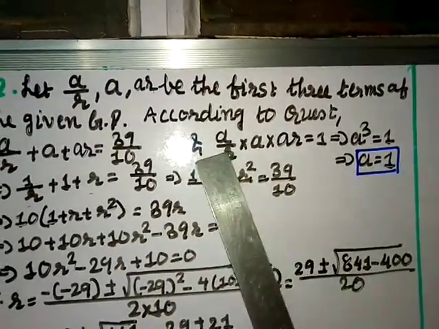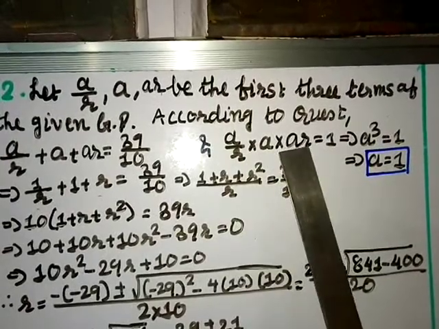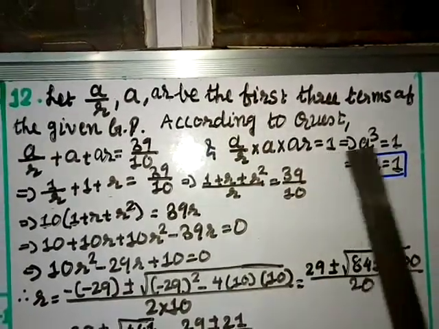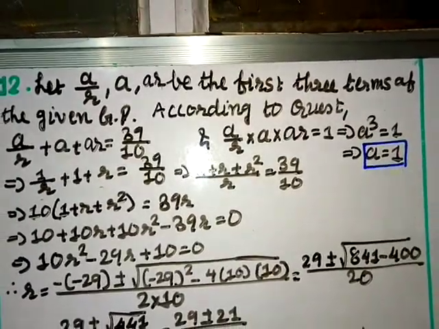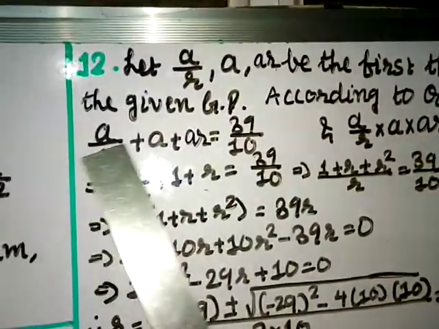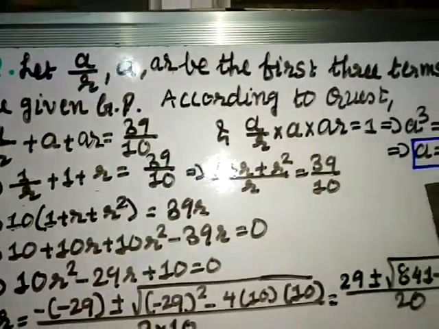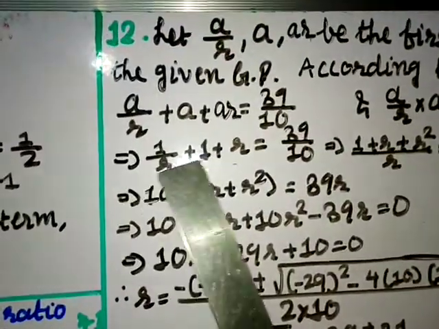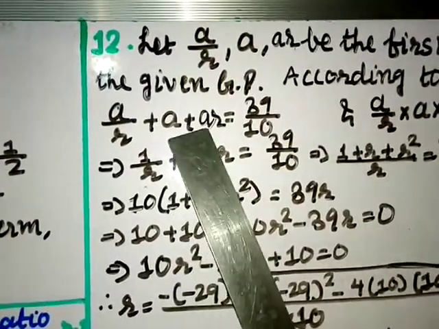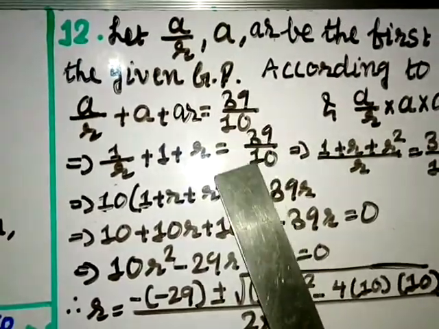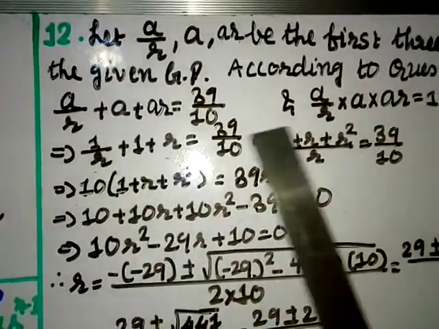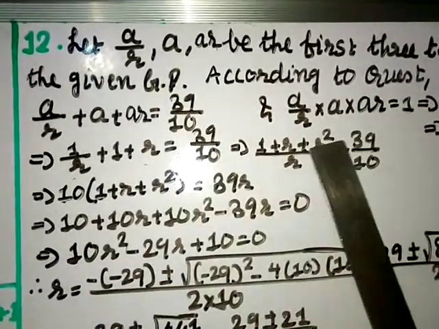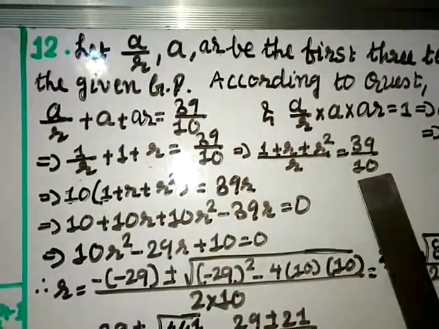Okay, so you can see that here r and r cancel, a into a into a gives you a cube equal to 1. So if you take the cube root, you get a value as 1. So a value we found as 1. Now let us place the a value as 1 here. So 1 by r plus a, equal to 1 plus a into r, that is r, equal to 39 by 10. Take LCM over here. So here 1 plus r into r is r square, divided by r equal to 39 by 10.